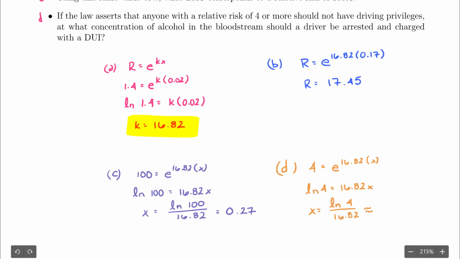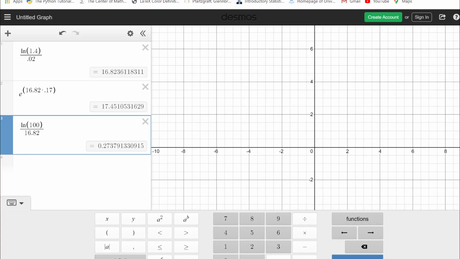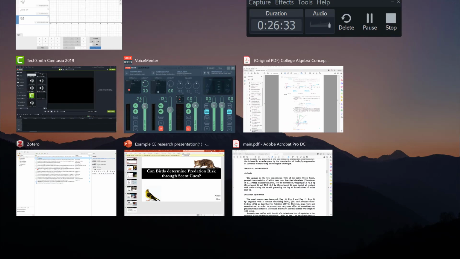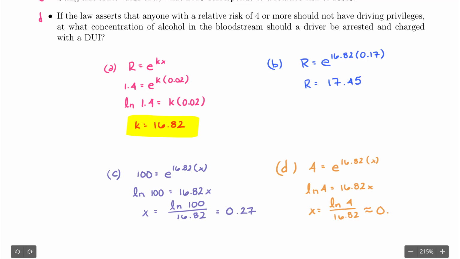And we go back to our calculator. I'm just going to reuse our equation here and be lazy. Replace that with 4, we get 0.08. So a blood alcohol content of 0.08 would be the point at which someone should be arrested and charged with driving under the influence.